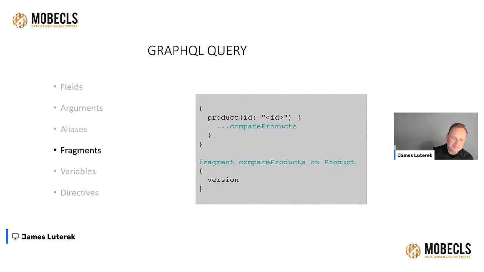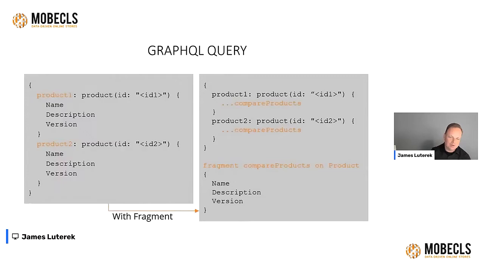Next up is fragments. Fragments allow you to be more DRY with your coding and allow some reuse. The idea here is if you have a list of fields that you're asking for every single time, why not list them once and reuse that list over and over again? That's exactly what a fragment allows you to do. So for products, maybe every single time you get a product, you want the name, the description, and you want to know what version you're on. Well, you can put that in a fragment and shorten your code up.